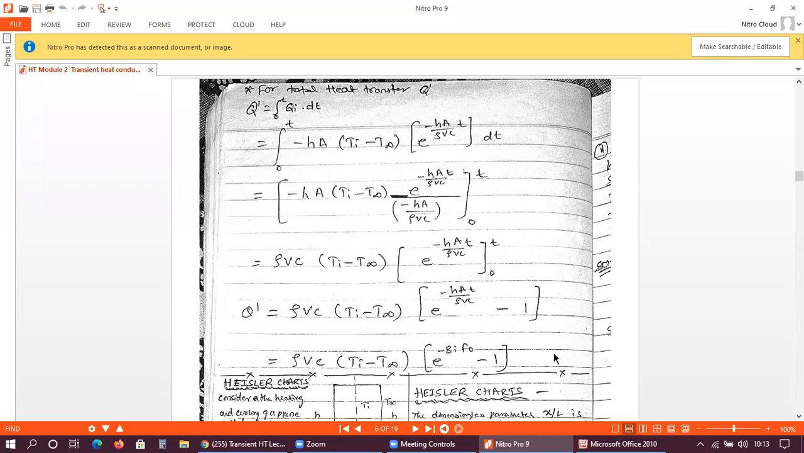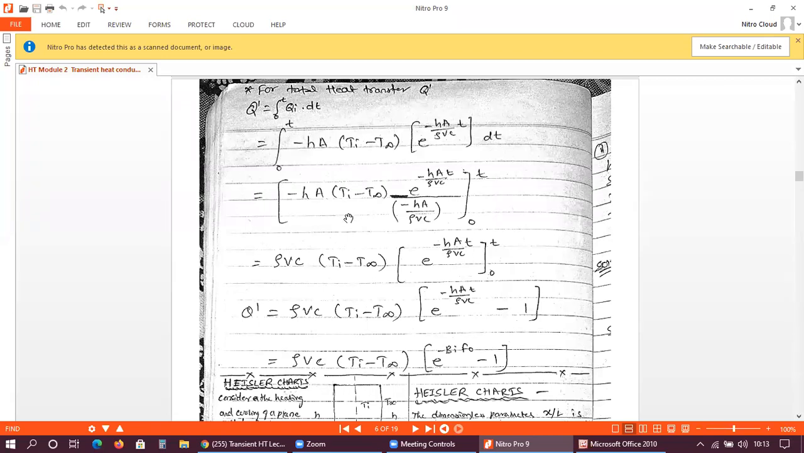This derivation will definitely come in your external exam. You can easily grab 10 marks or 12 marks for this derivation. It is a 3-step derivation. The first part is related to temperature distribution, the second part is related to instantaneous heat transfer, and the third is related to total heat transfer. Three bits are there actually.